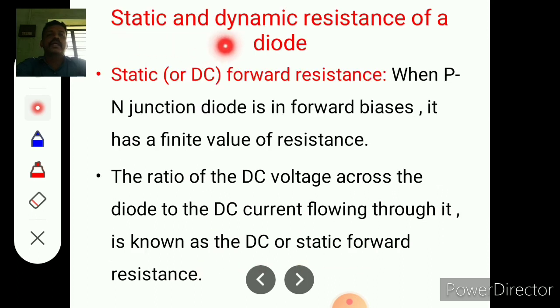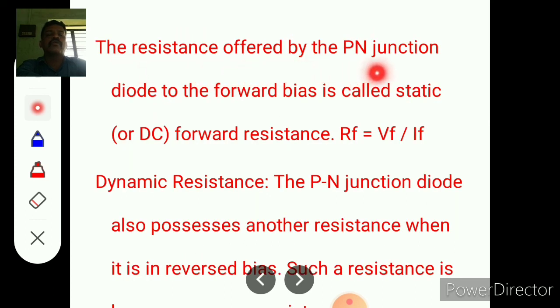Static and dynamic resistance of a diode. Static or DC forward resistance. When a PN junction diode is in forward bias, it has a finite value of resistance. The ratio of DC voltage across the diode to the DC current flowing through it is known as DC or static forward resistance. The resistance offered by a PN junction diode to forward bias is called static or DC forward resistance, that is Rf equals Vf upon If.